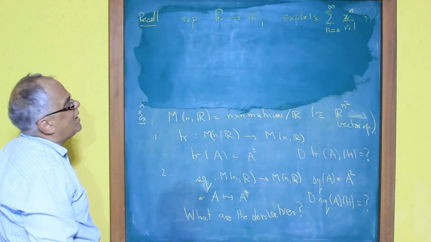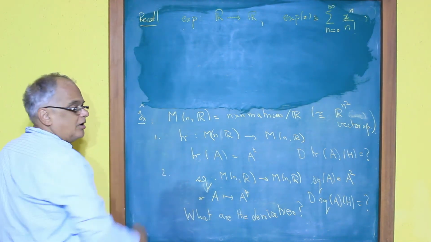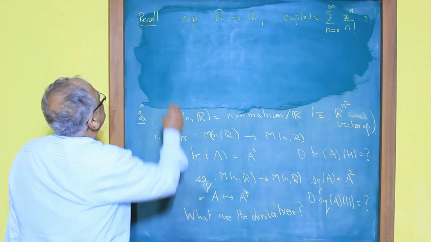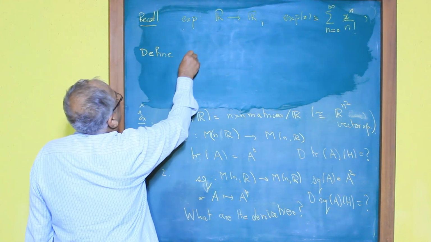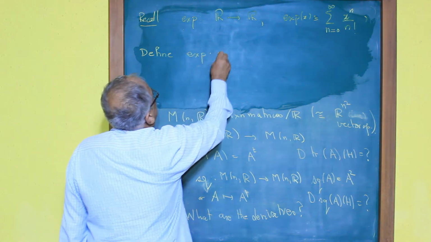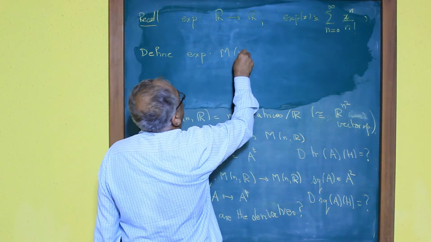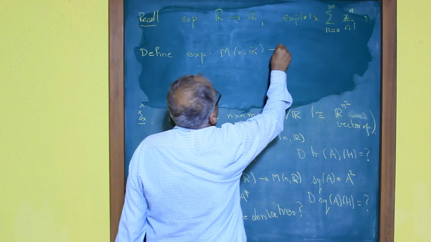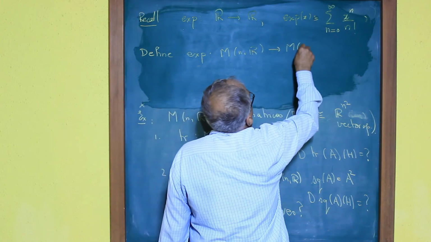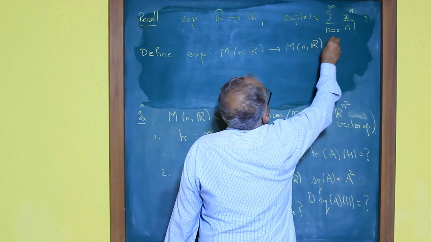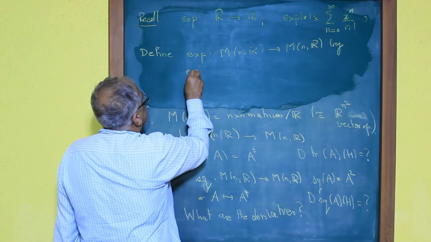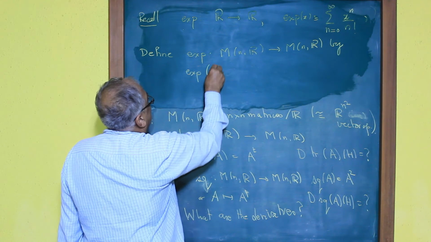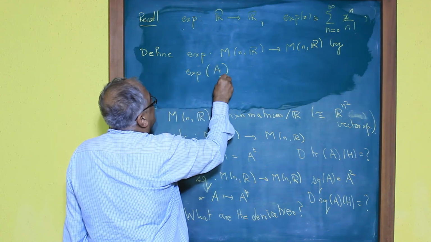There is a similar map defined on matrices. So, define the exponential from M_n(R) to M_n(R) by the exponential of a matrix A. Remember, this is an n by n matrix.